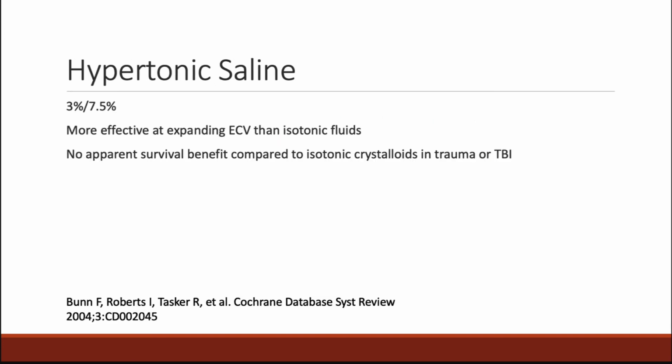Now we can talk about hypertonic saline, and this can be 3% or 7.5% or any number of other concentrations. This is more effective at expanding extracellular volume than the isotonic fluids, right? We give it to shrink the neurocells. We try to make them less edematous, and that pulls the fluid out of the cell into the extracellular space or the interstitial space. There is no survival benefit compared to isotonic crystalloids in trauma or TBI.